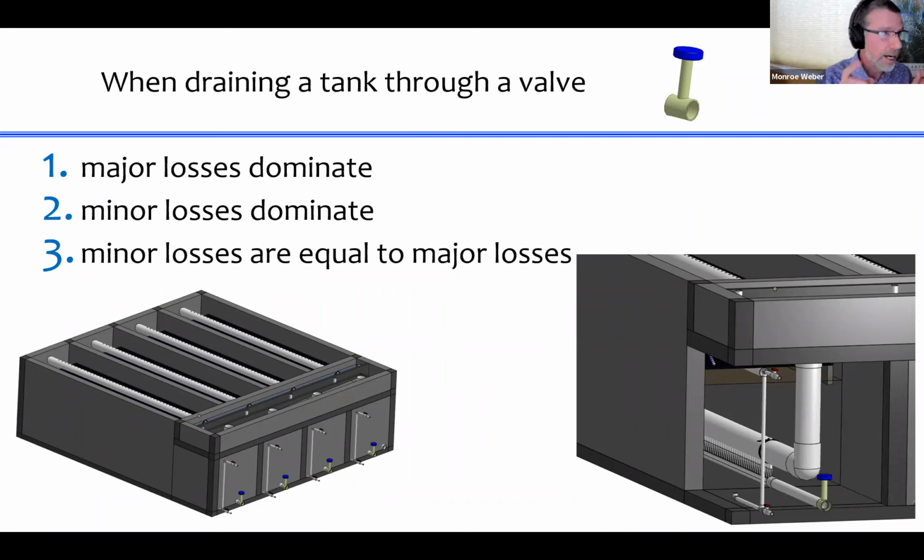As a reminder, major losses are about shear on the wall. Minor losses are about flow expansions. Don't take long. Let's just vote, and then we'll talk about this.